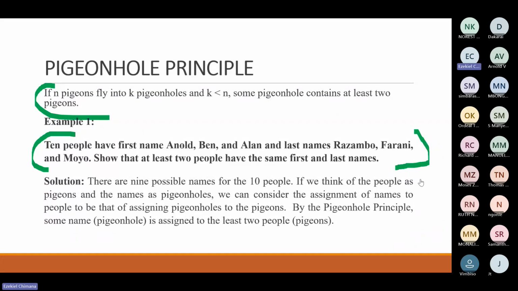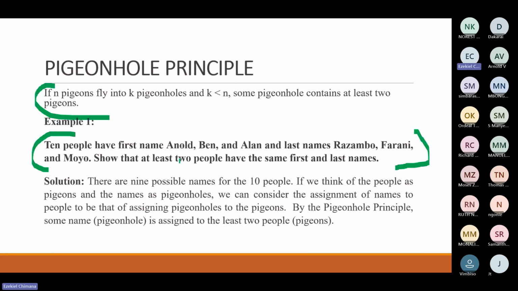So I'm back. Okay, so I was saying you've got 10 people with the first names Arnold, Ben, and Alan, and the last names Razambo, Farhan, and Moyo. And you are being asked to show that at least 2 people have the same first and last names. So how do you show that?